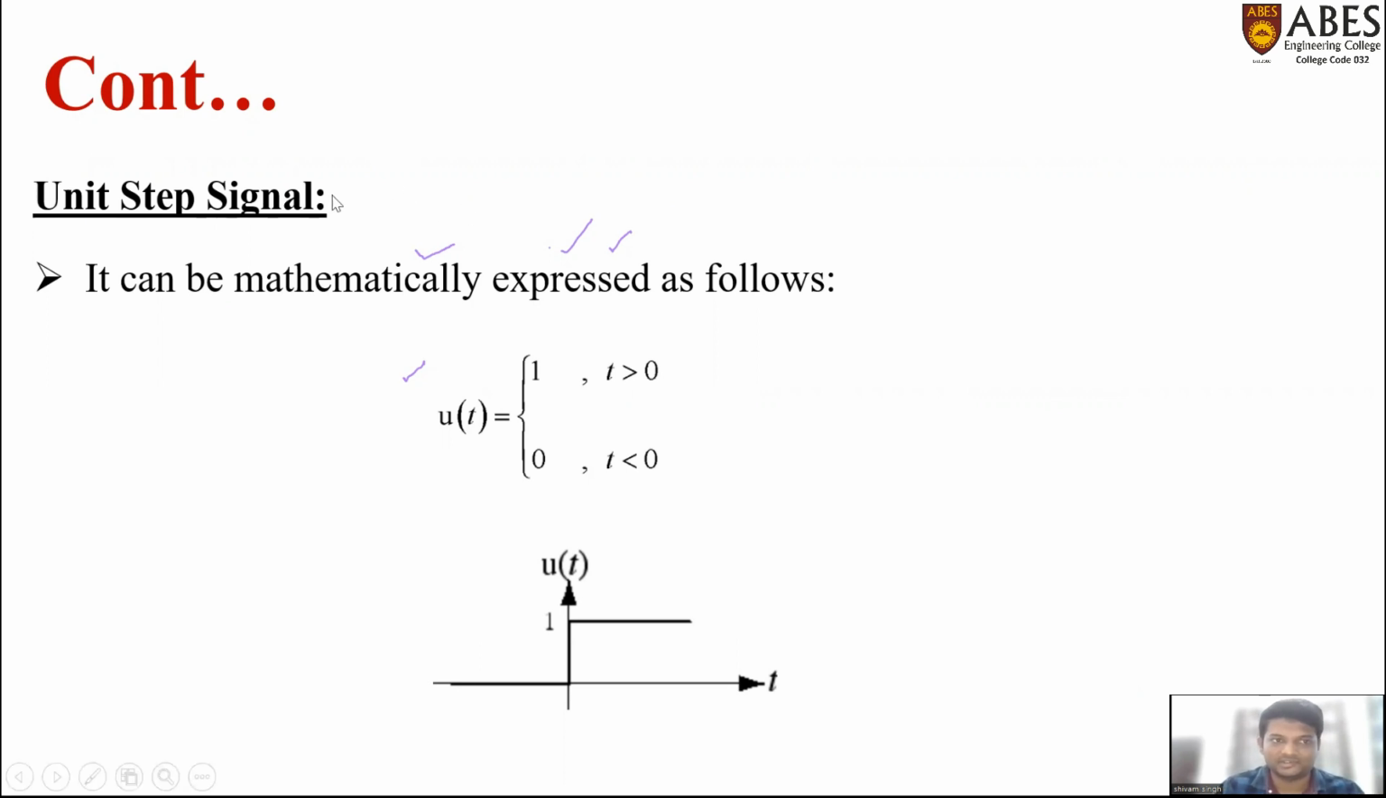The first type is the unit step signal. The basic mathematical expression for the unit step signal: u of t equal to 1 for t greater than 0 and u of t equal to 0 for t less than 0. Let me denote it first. See here, for t greater than 0, here you can see the diagram. For t greater than 0, the value is 1. And for t less than 0, the value is 0. So you can represent this type of signal with the help of a graph also. So moving ahead.